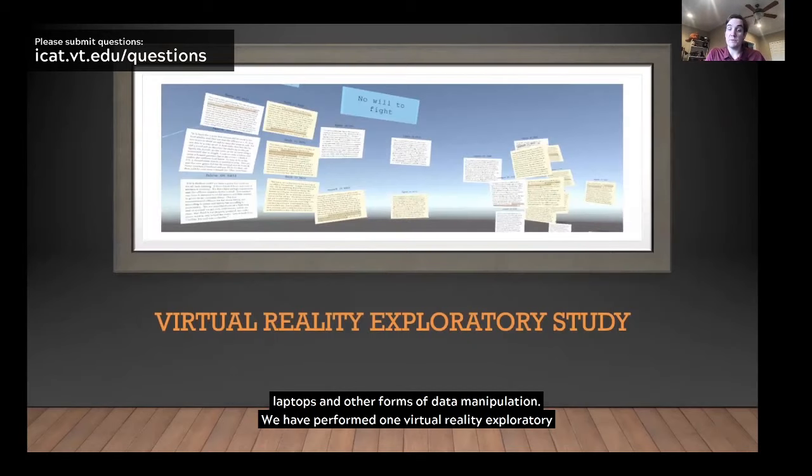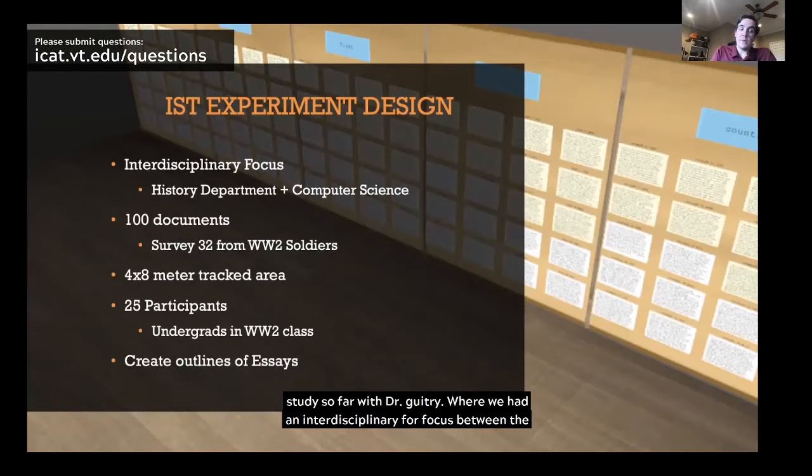We have performed one virtual reality exploratory study so far with Dr. Guitry, where we had an interdisciplinary focus between the history and computer science departments. We used the data set of transcribed documents from Survey 32 on racial relations in the World War II military. And we used our 4x8 meter tracked area to see how participants would understand the data set as a whole and answer a historical prompt on how racial relations affected views on democracy.